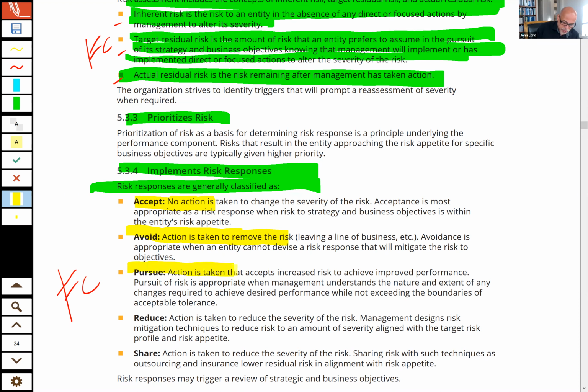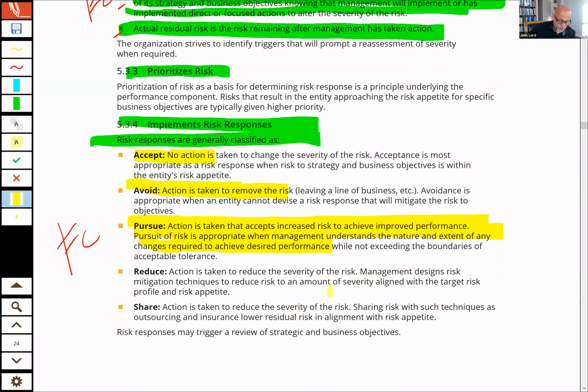Pursue, action is taken that accepts increased risk to achieve improved performance. Pursuit of risk is appropriate when management understands the nature and extent of any changes required to achieve the desired performance. You know, some entities specialize in the pursuit of risk, okay? Entities that loan money to companies that have credit issues or problems, they're actually pursuing risk, right? Okay, but of course, they're going to have to work around that.